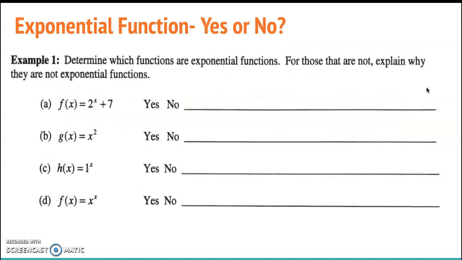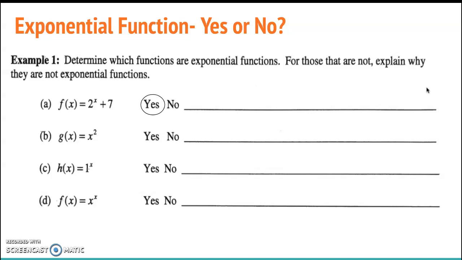So we want to determine which functions are exponential functions, and for those that are not, explain why they are not exponential functions. You can follow along in the guided notes that you have. So 2 to the x plus 7. If we're looking at the base, it's a constant, it's positive, and it's not equal to 1. So it is an exponential function.